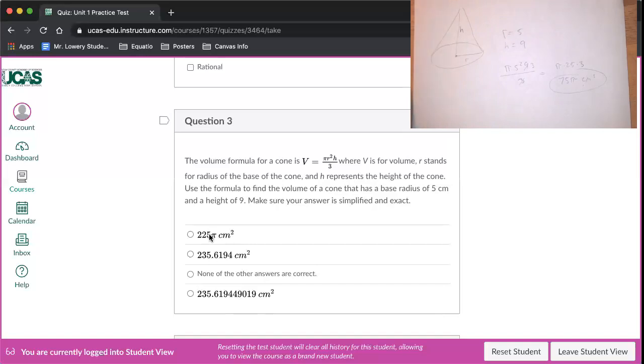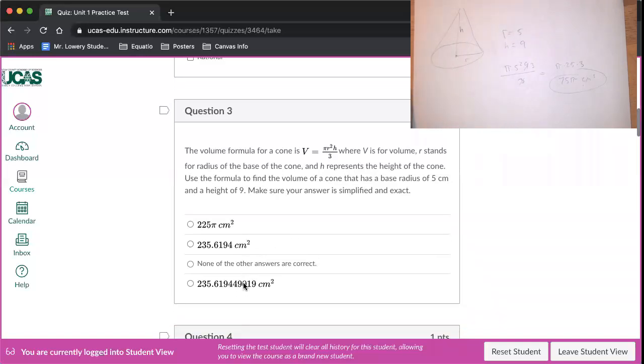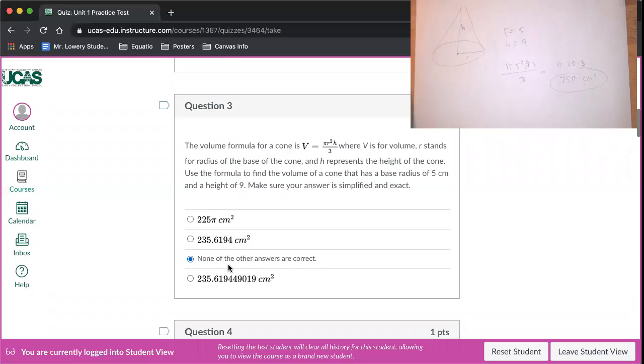So this is a distractor. These are not exact answers because, again, we're using pi. These decimal approximations won't work. And so we have to choose this one: none of the other answers are correct. Right? Okay.